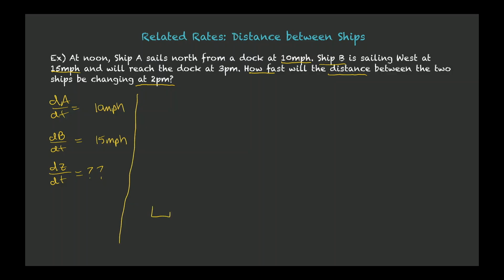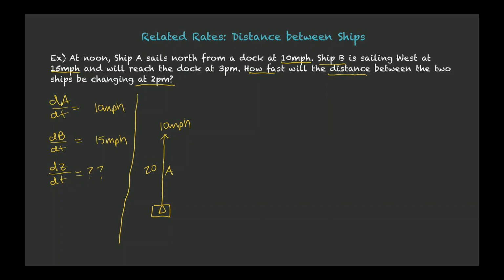So we have a dock. I'm going to label that D. And then ship A sails north from the dock. It leaves at noon, and it's going 10 miles per hour. So at 2 p.m., how far along north will it have gone? Well, 2 times 10 miles per hour is 20 miles. So it will have gone 20 miles. But this side is still changing, so we want to put a variable there. I'll call it A.